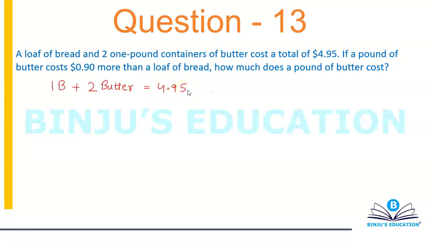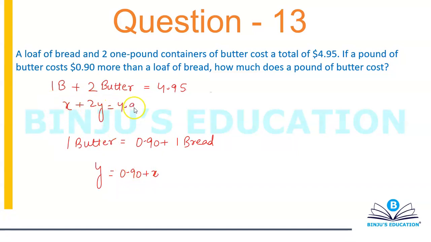If a pound of butter costs 0.90 more than a loaf of bread, so I can say that 1 butter is equal to 0.90 plus 1 bread. And let's take bread to be x and butter to be y, so that it's easier. So y is equal to 0.90 plus x, and my first equation is x plus 2y is equal to 4.95. How much does a pound of butter cost?